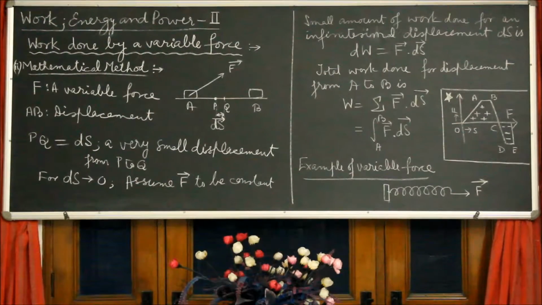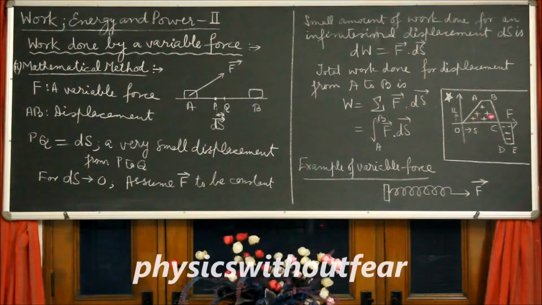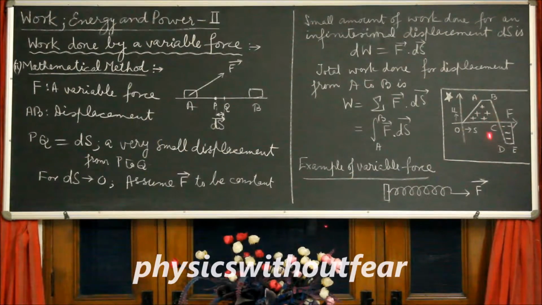There is one thing which needs special mention here. When you calculate work done by the area under the F versus S graph, the area above the axis is to be taken as positive because this represents positive work, and the area below the axis is to be taken as negative because this signifies negative work. The total work will be the algebraic sum of the areas above and below the axis.